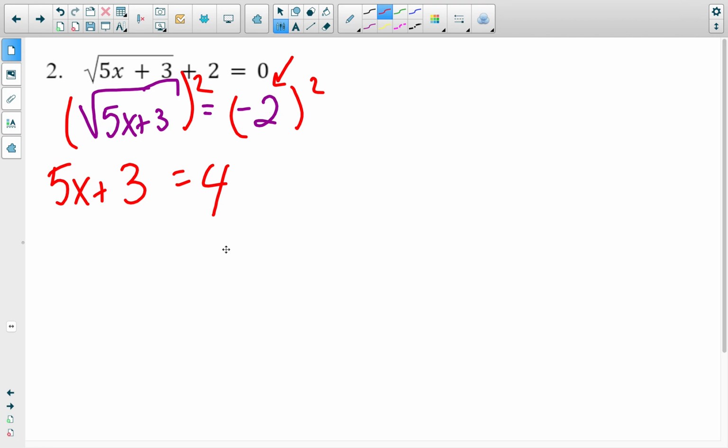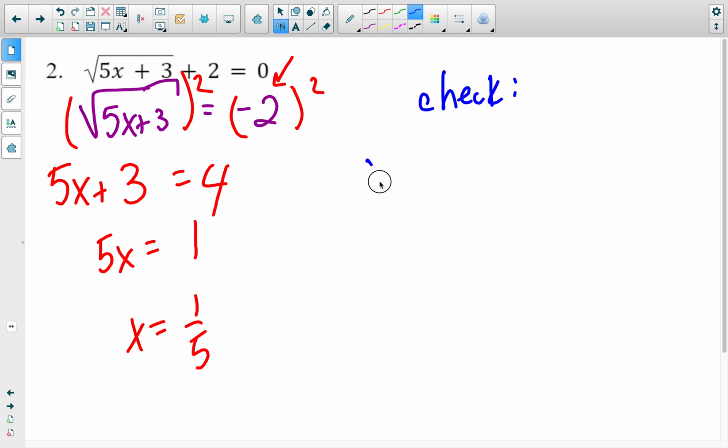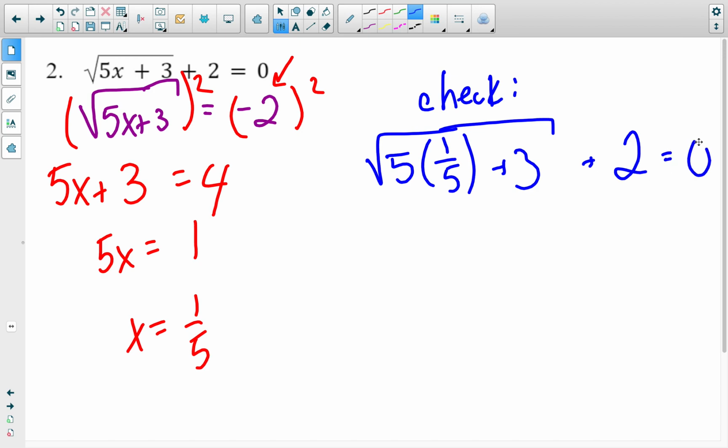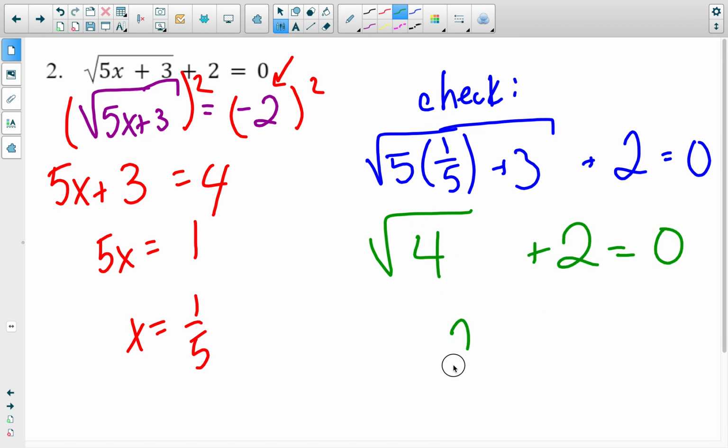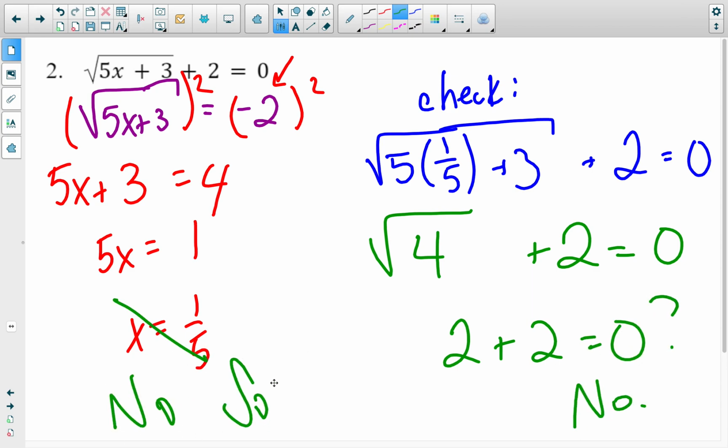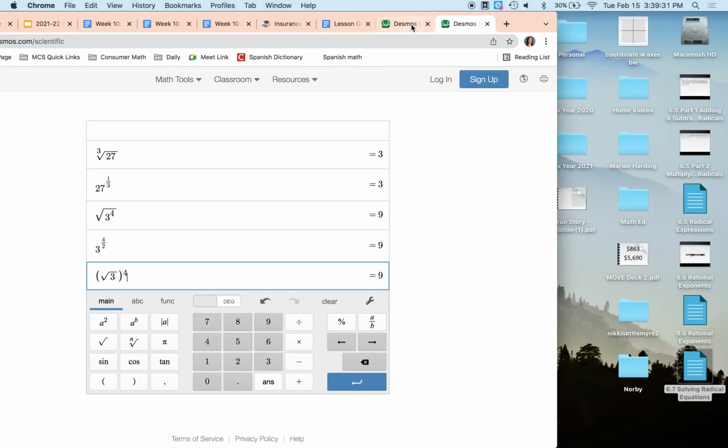Solve for our value of x, and we end up with 5x equals 1, x equals 1/5. As soon as we check this, though, it's not going to work. Okay, square root of 5 times 1/5 plus 3 plus 2, is that equal to 0? So this radical square root of 1 plus 3 is 4. Plus 2, is that equal to 0? Is 2 plus 2 equal to 0? No. Okay, so there is no solution.